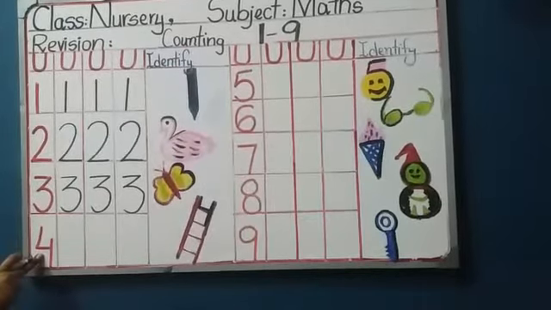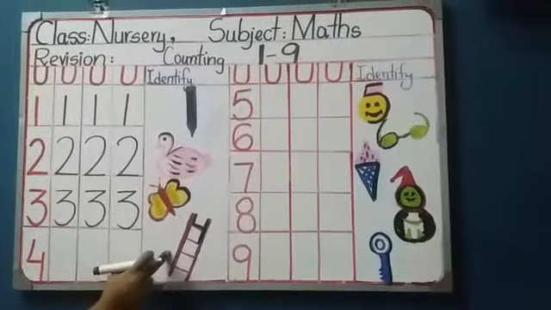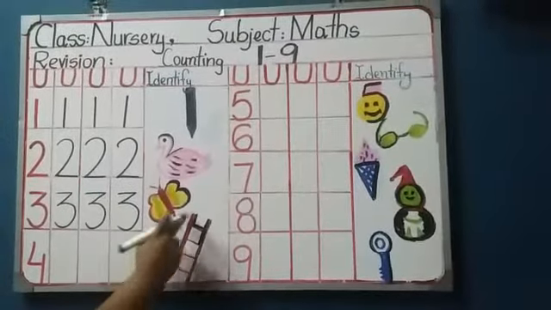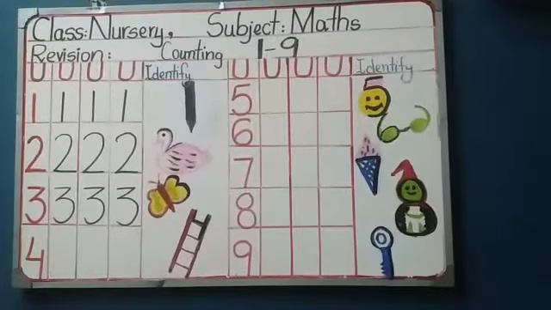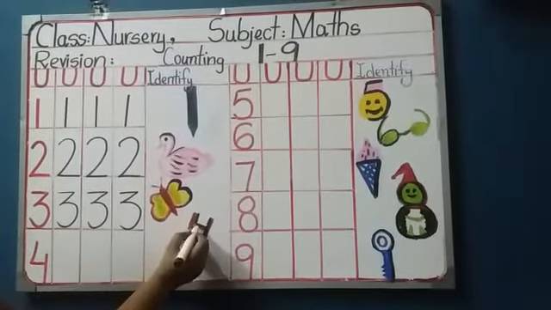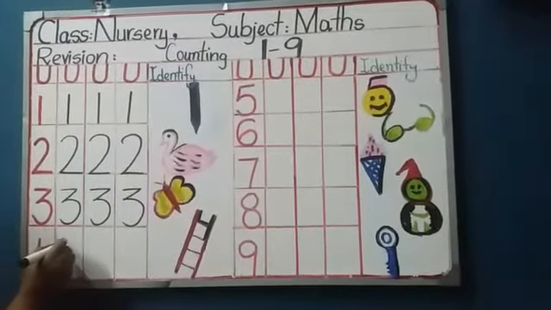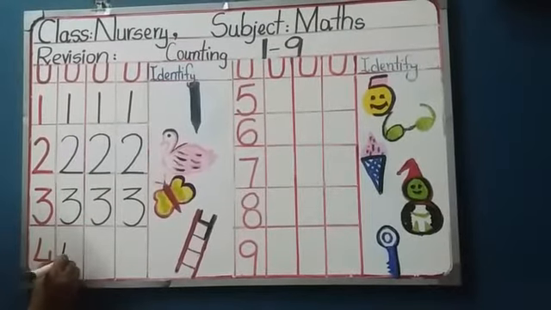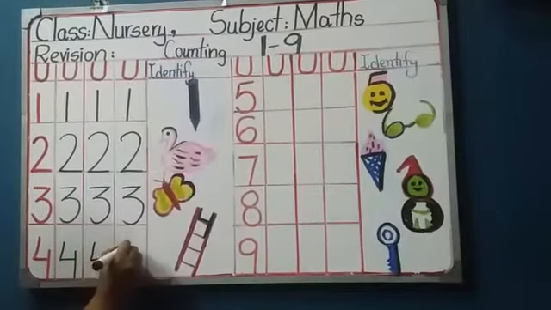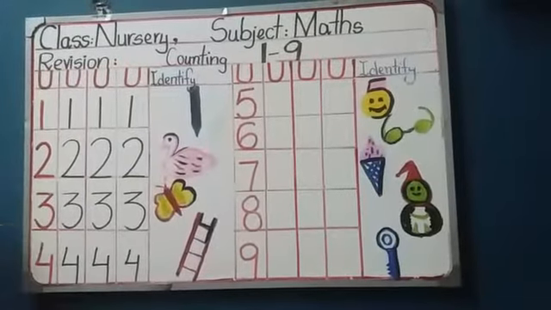Now, come on this digit. What is this? This is 4. And look at the picture. What is this? This is ladder. And we can identify 4 from this ladder. Look. The shape of ladder is matching with 4. Okay. So now write it. 4. 1, 2, 3, 4.